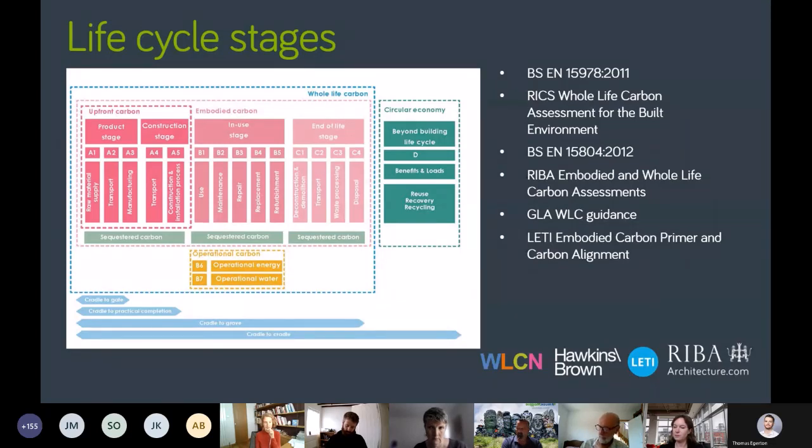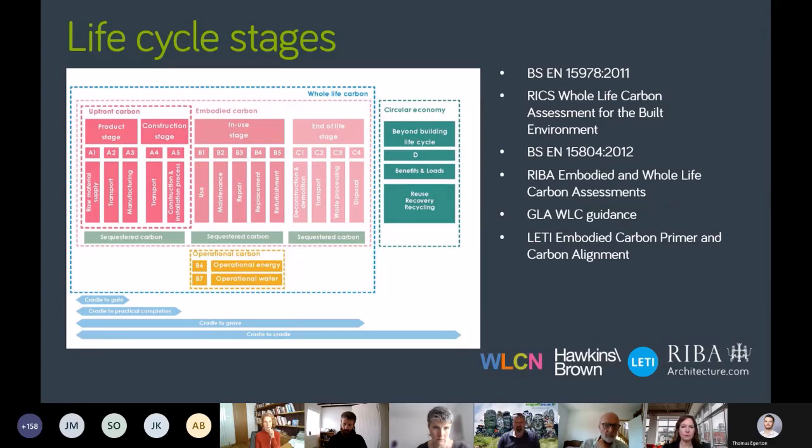For example, the A's, which is the dark pink, cover what we call upfront carbon, the emissions from the extraction, the manufacture, and transport of materials and product up to practical completion. The B's cover the in-use stage, including those from any maintenance or replacement cycles, and then the energy and the water. The C's cover the emissions generated at the end of life of a building, so deconstructing and disposing of it. Module D, as it is known, is in the dark green towards the right hand side of that diagram, and currently sits outside of a whole life carbon calculation.